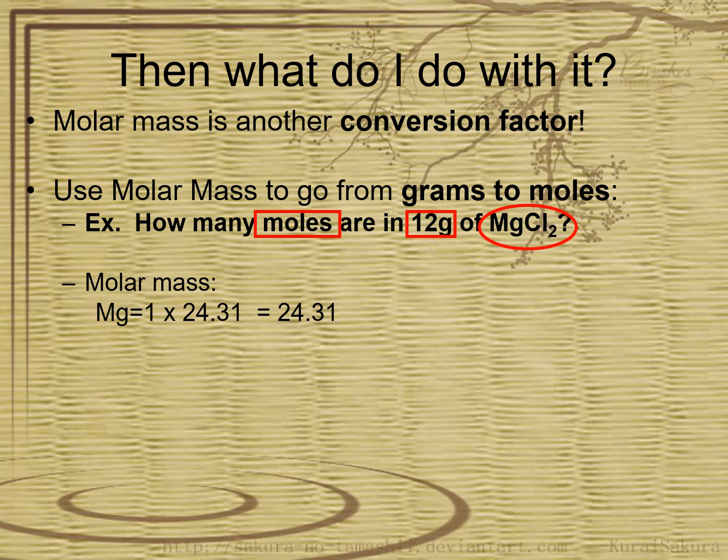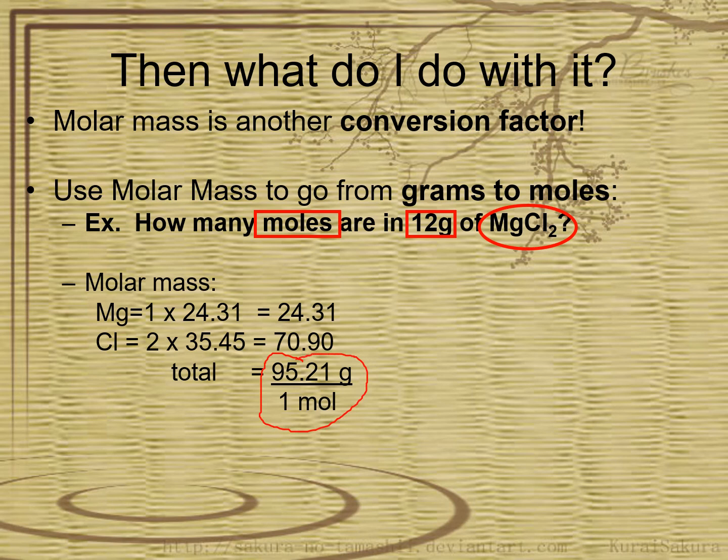Magnesium has a mass of 24.31. Make sure you have your periodic tables out so you can see where I'm getting these numbers. 24.31 times 1, because I just have one atom of magnesium, is 24.31. Chlorine has a mass of 35.45. I multiply that by 2 and I get 70.90. And then I'm going to add those two together, which gives me 95.21. So we have 95.21 grams per mole. And here is our conversion factor: 95.21 grams over 1 mole.